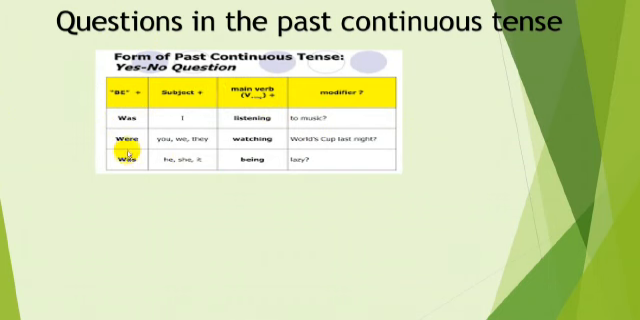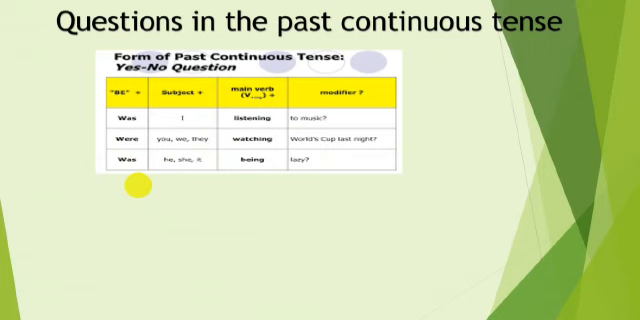Again here, for example, were you watching the World Cup last night? Again, were at the beginning, and then the subject, and then the verb plus ing. And this one, was he or was she, was it being lazy? Again, the verb plus ing is here, and before it the subject, and at the very beginning I put was. Okay. Now let us go to the other type of questions, which is the WH questions.